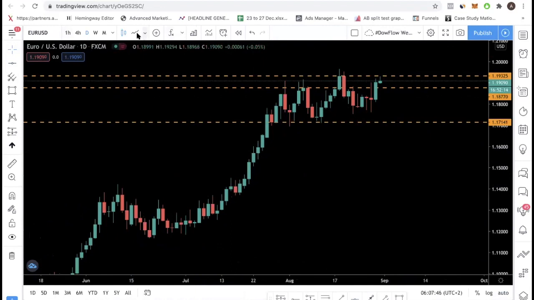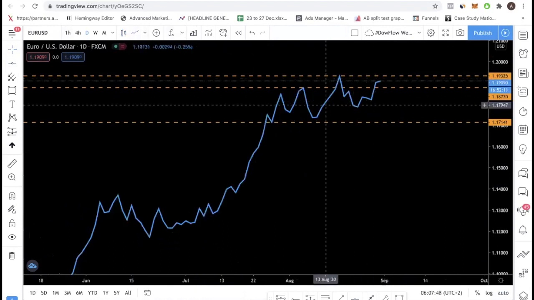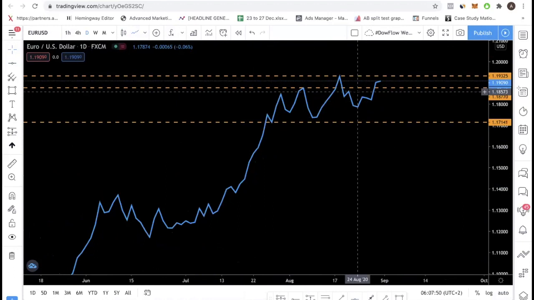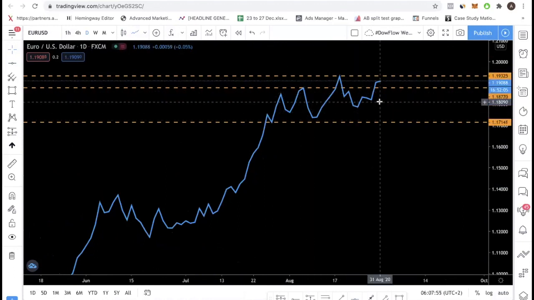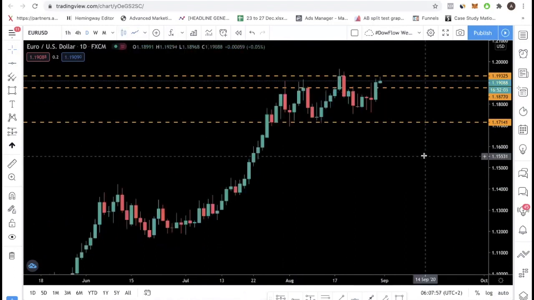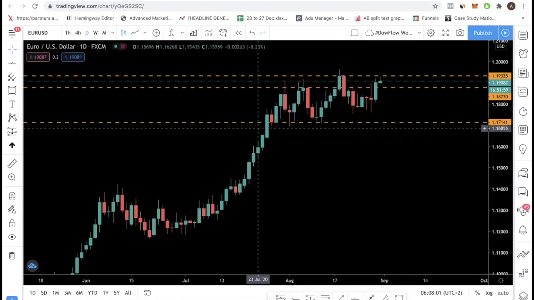But let's say you can't do it, just switch it to the line chart, and you can see that I pretty much drew some of the levels. I'll not draw every single level, but I'll just draw the main levels. So these are the levels. So step one is done. You draw your horizontal support and resistance level. Now let's look at step two.